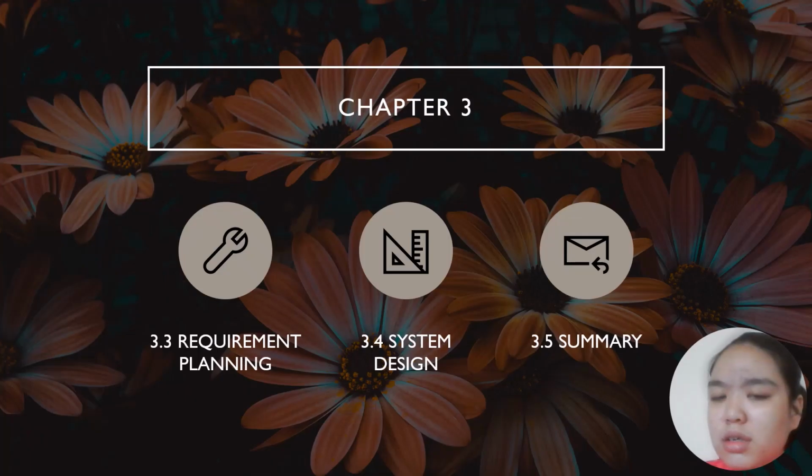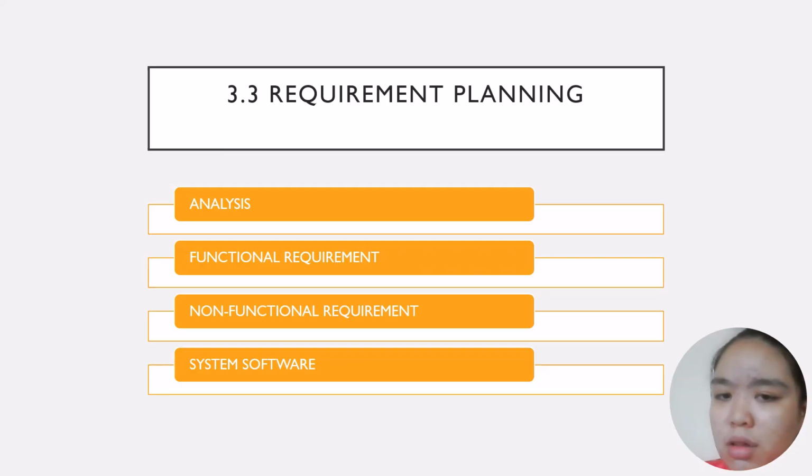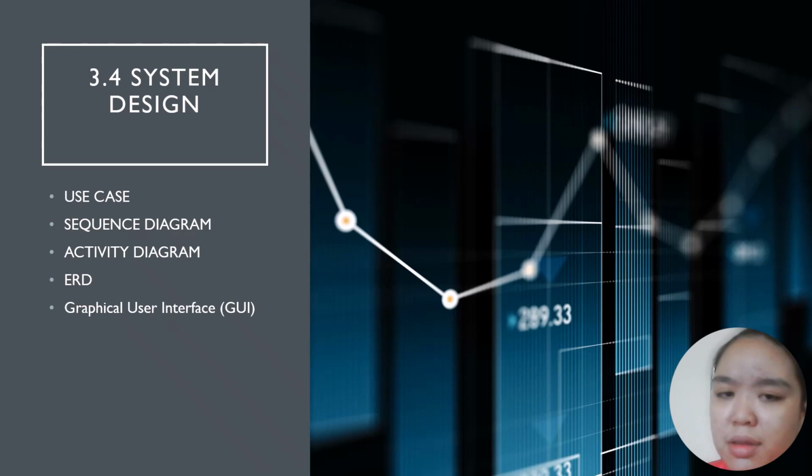Chapter 3 is requirement analysis and design, which includes requirement planning, system design, and the summary. Moving on, the requirement planning involves analysis, functional requirement, non-functional requirement, and system software. As for the system design, it includes use case, sequence diagram, activity diagram, ERD, and graphical user interface or GUI.